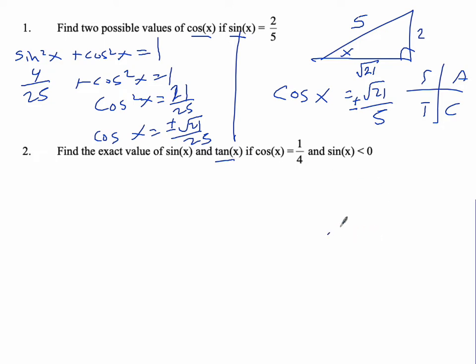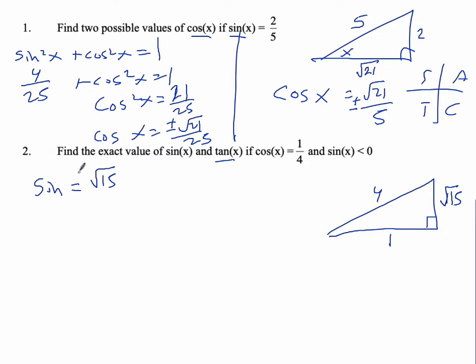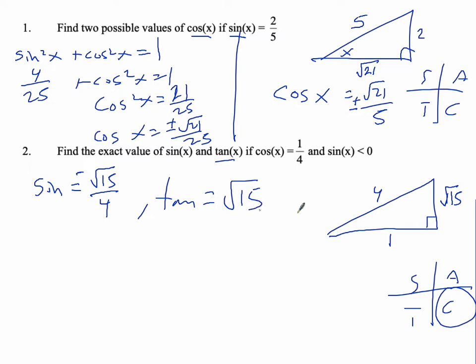Here, if tangent's involved, you definitely should draw the triangle. That's the easiest way to do it. Cosine's 1 over 4, so this side is root 15. That means sine equals root 15. Now sine is negative. Cosine's positive, so we're actually in this quadrant. So sine is negative root 15 over 4. And tangent is root 15 over 1, or just root 15. Negative, right?